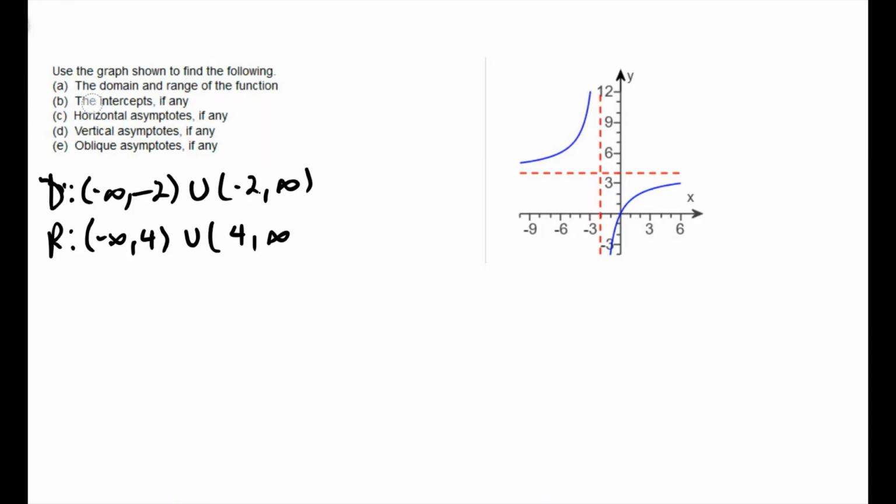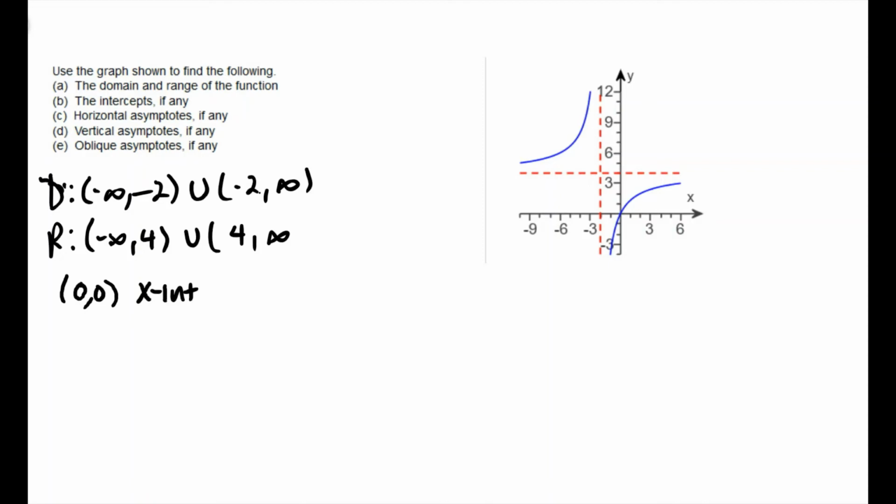The next part says find the intercepts. We're looking for the x-intercepts and the y-intercepts. An x-intercept is where the graph crosses the x-axis. So we can see that the graph is crossing the x-axis right here at this point, and that point is 0, 0. So we have an x-intercept at 0, 0.